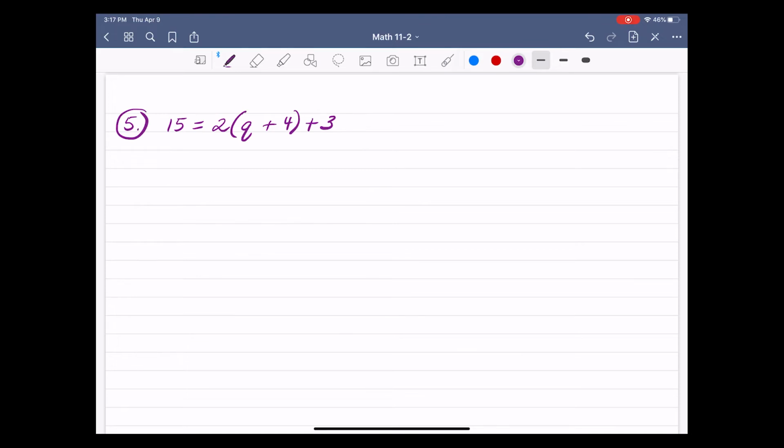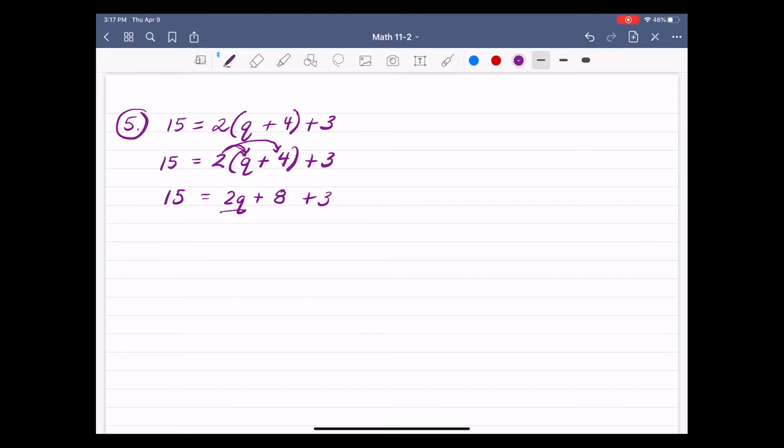Again, we see parentheses here, so we know we're dealing with the distributive property. 15 equals 2 times the quantity of q plus 4 and quantity plus 3. I'm going to distribute this 2 by multiplication to everything inside the parentheses. 2 times q and 2 times 4. I'm left with, working left to right, 15 equals 2 times q is 2q, plus 2 times 4 is 8, plus 3.